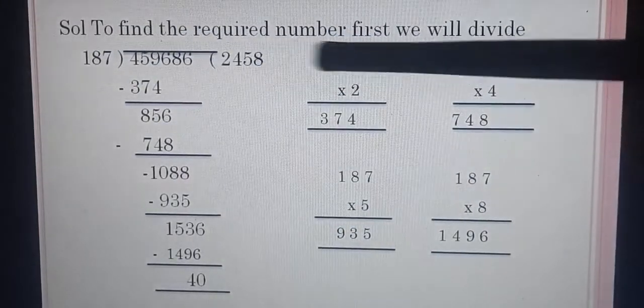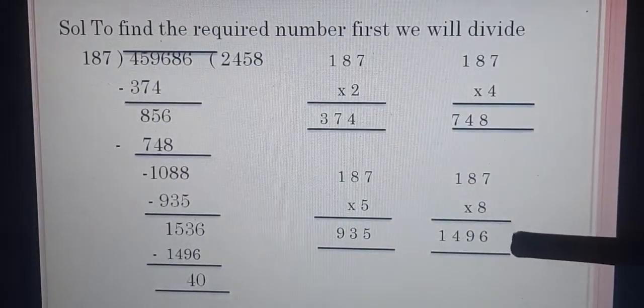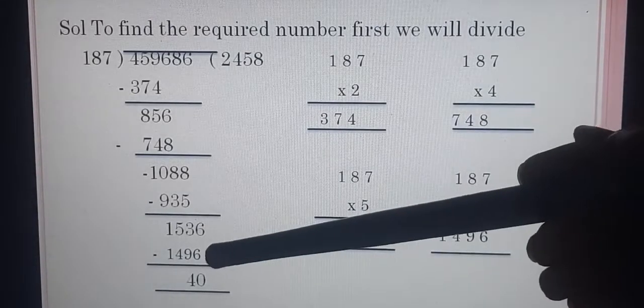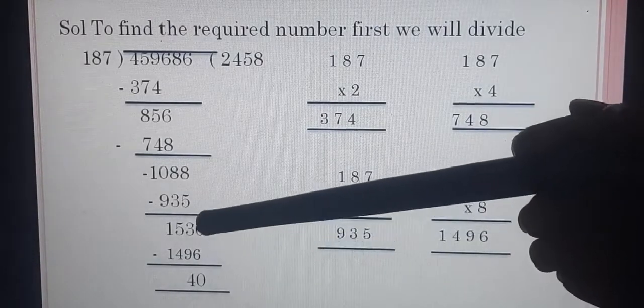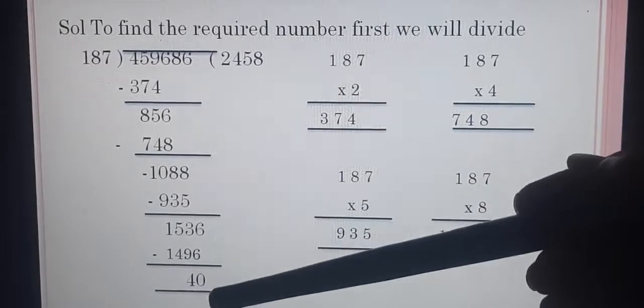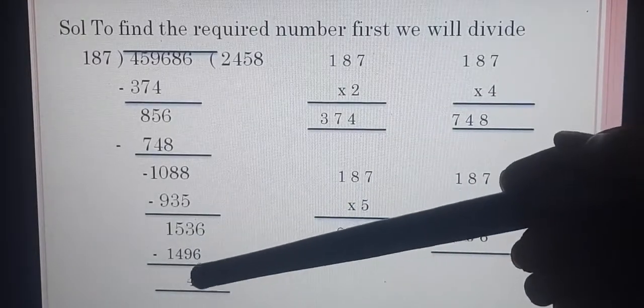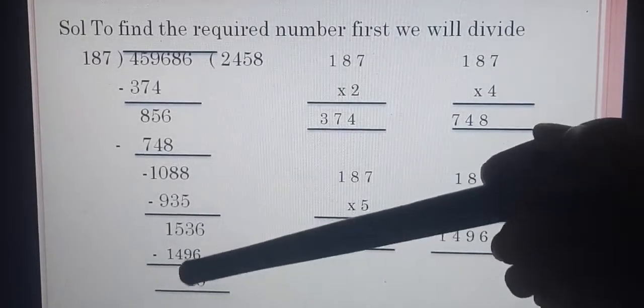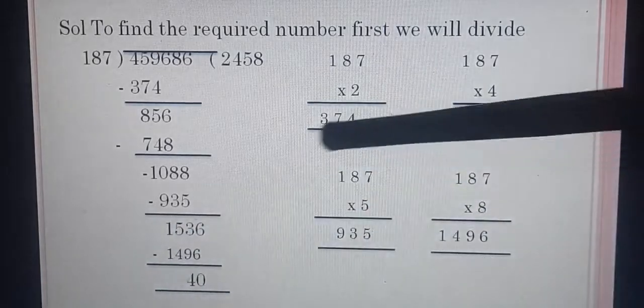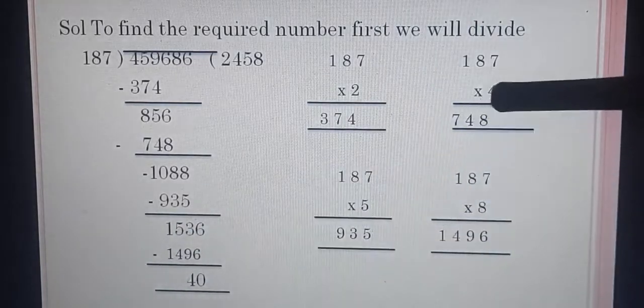187 8s are 1496. So write here 1496. Do subtraction. 6 minus 6 0. 13 minus 9 4. 4 minus 4 0. 1 minus 1 0. So remainder is left 40.